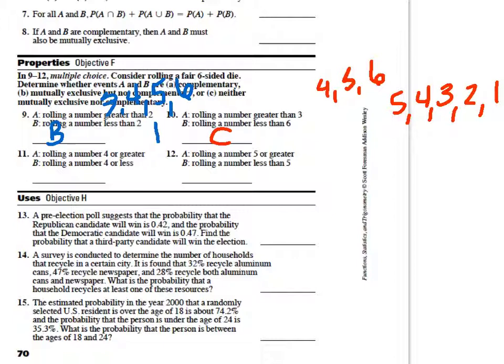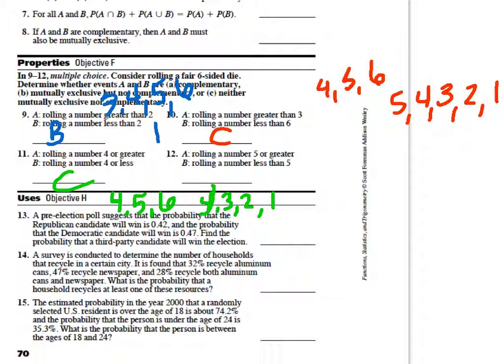That would be C. For number 11, rolling a number 4 or greater. That would be 4, 5, 6. And then B, rolling a number 4 or less. That would be 4, 3, 2, 1. Once again, 4 is repeated, so they have something in common. That would be C.